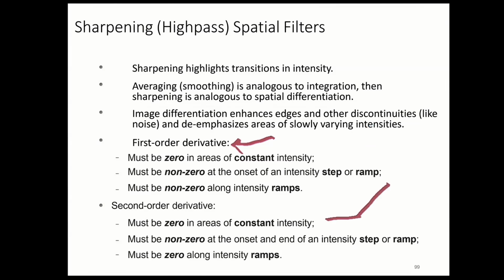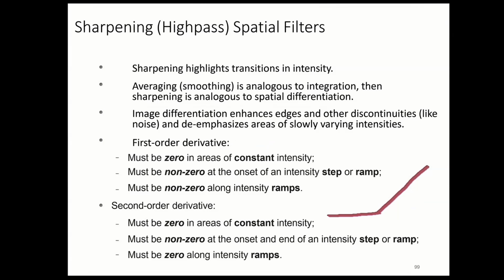Similarly, at the onset of a ramp, not the ramp itself, you are going along and then you have a ramp, which is linear. At the point where it starts, there is some transition, and the derivative will be non-zero. It is also non-zero along the intensity ramp. If I take the derivative of a linear function, it will be a constant value.